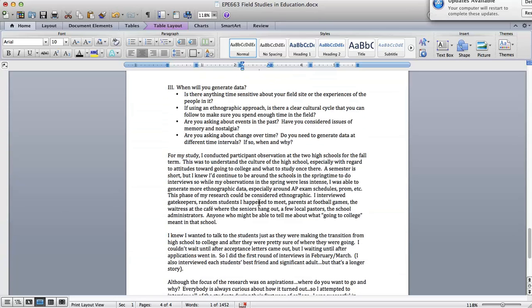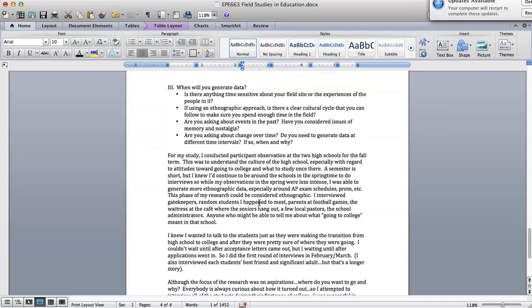Are you asking about change over time? Are you asking about what happens to individuals over a period of time? If so, and you're not asking them to remember the past, you may actually be designing a longitudinal study in which you're going to generate data at different time intervals as people have certain experiences. You'll need to figure out what those time intervals are and why you've chosen them.